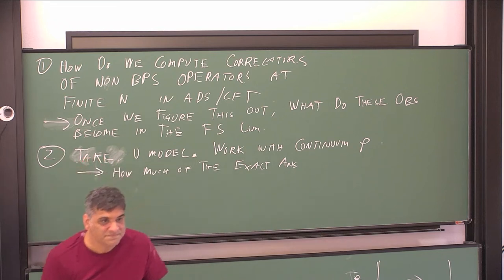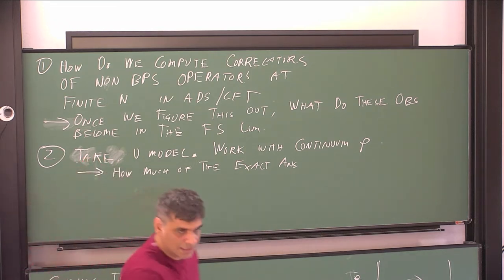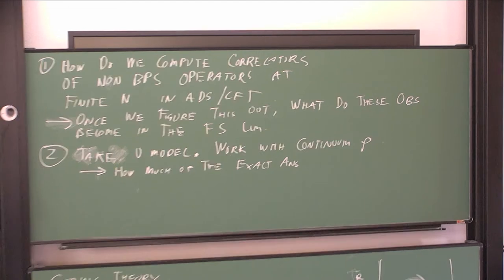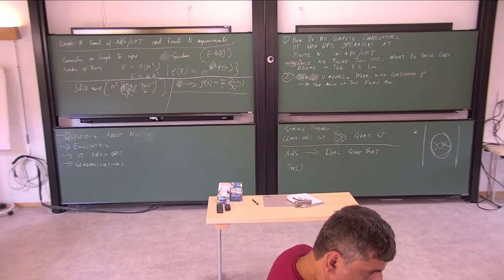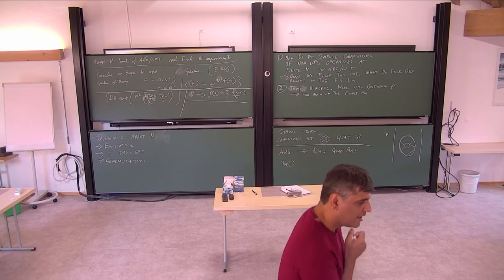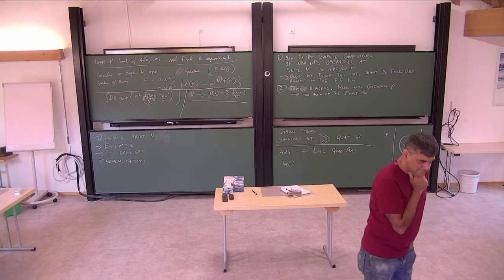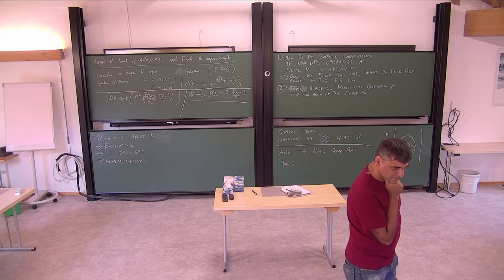This is relatively known, right? I mean, in some cases. What you find is that the 1/n expansion, you know, working with continuum rho essentially means working with all the orders of the 1/n expansion. And then there are exponentially small corrections, and if you put them together correctly, you get the exact answer.